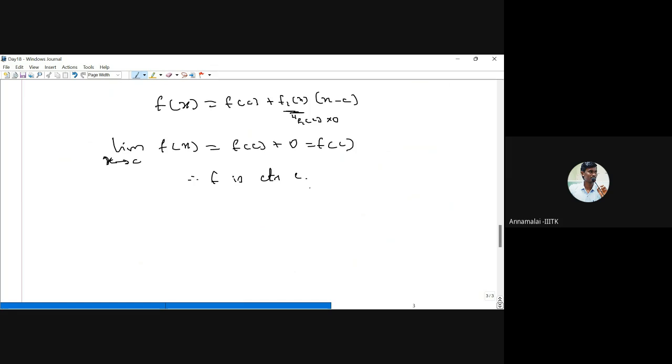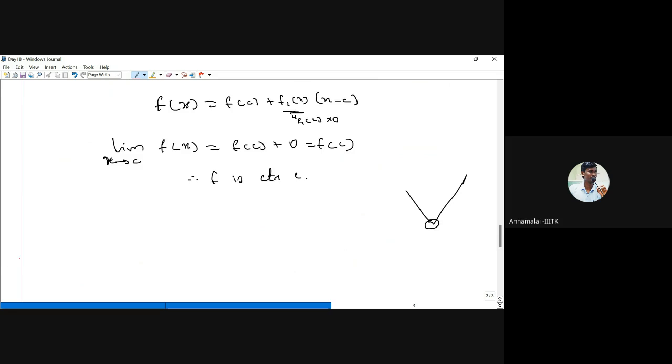differentiable. The example is mod x, because we get a sharp corner in the graph of mod x. We simply say it's not differentiable. Otherwise, we can say that the limit does not exist at the point x. So maybe we will prove it.